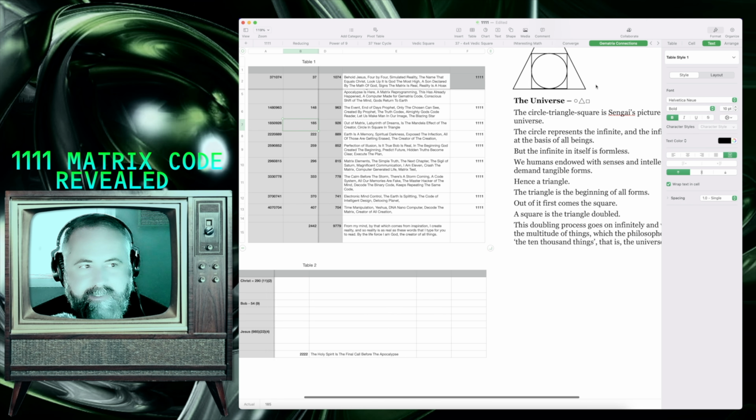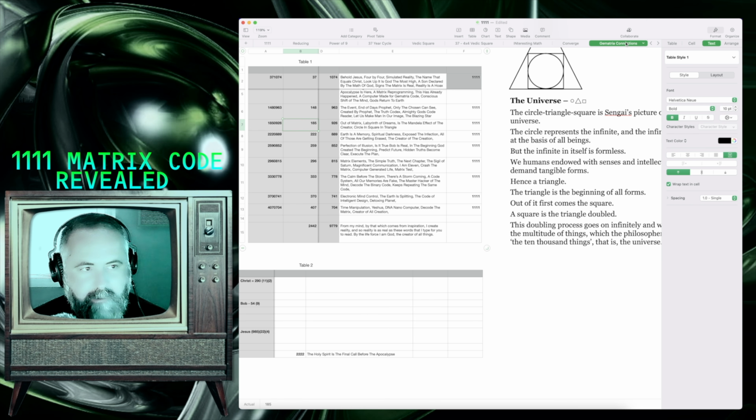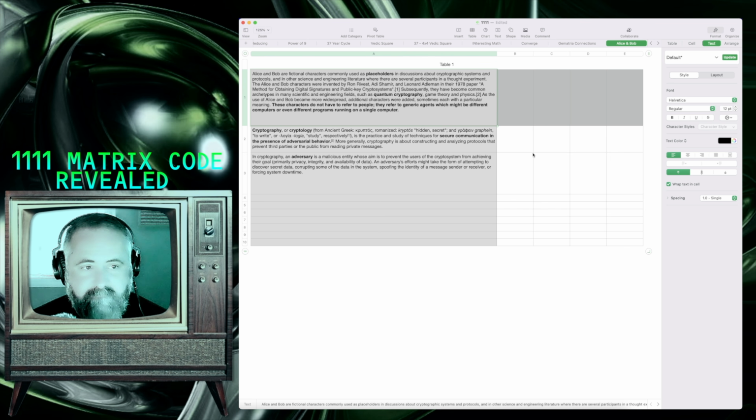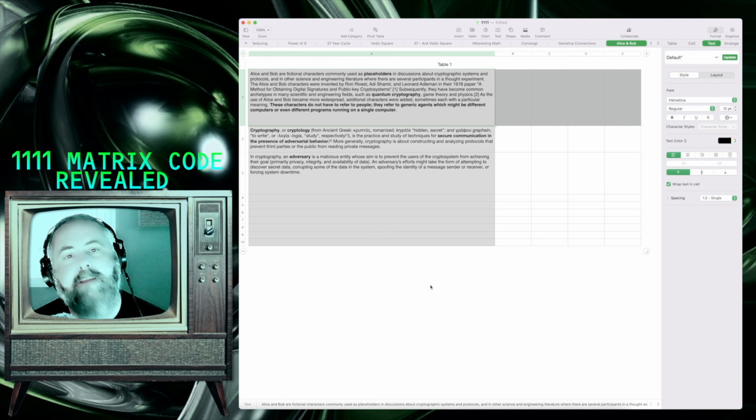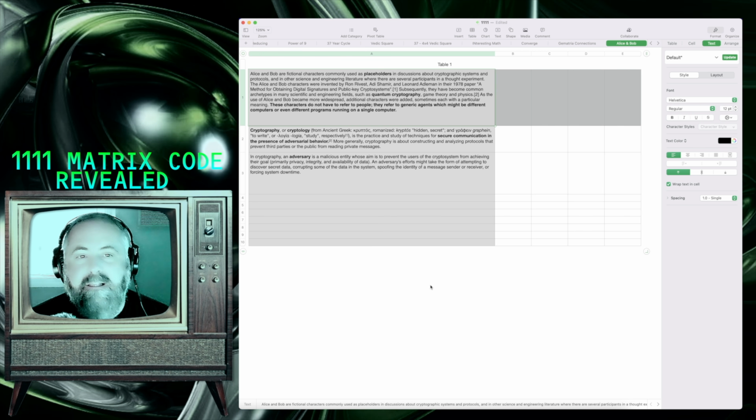But after doing some research on Bob and how that name could be related to computers, I came across this. Let me introduce you to Alice and Bob. Okay? So Alice and Bob are fictional characters commonly used as placeholders. Now, that's a key word here, folks.